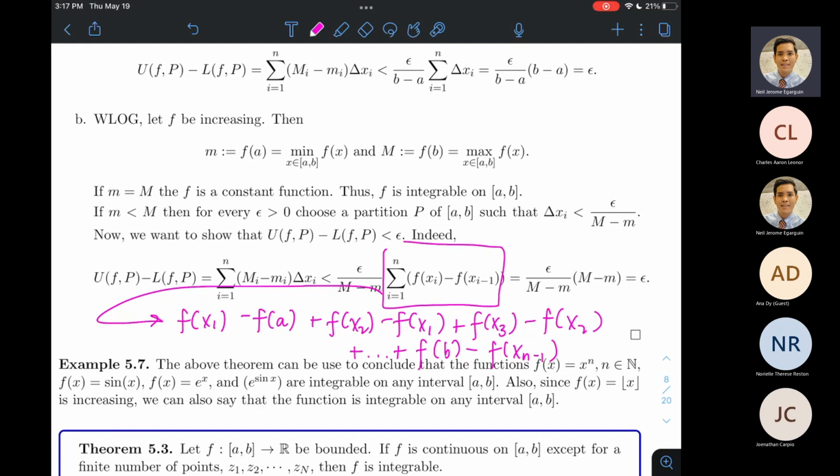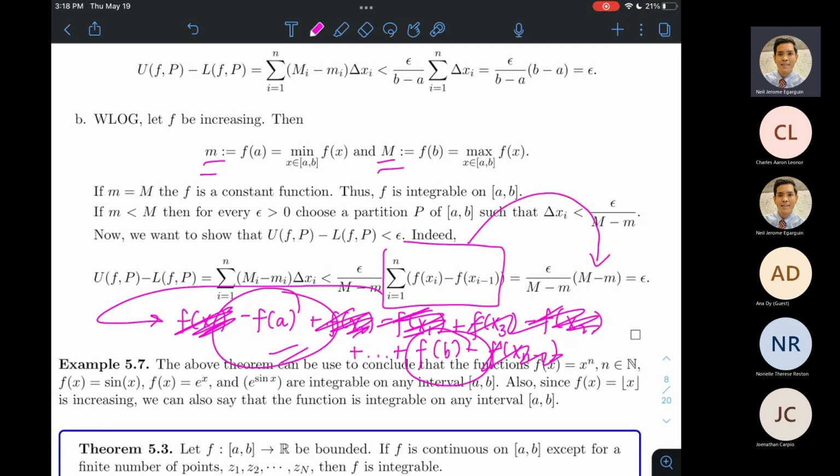Kasi may f of x1 ako dyan, may minus f of x1 dito. Meron akong f of x2 rito, pero may minus f of x2 dyan. The process will go on until all that remains would be f of b minus f of a. But what is f of b? F of b is capital M. F of a is little m. So therefore, this summation is just capital M minus little m.